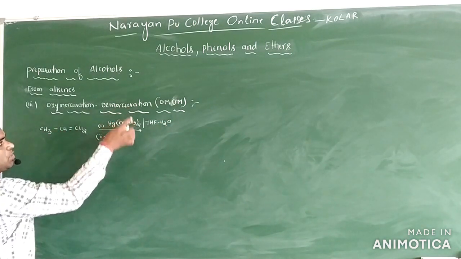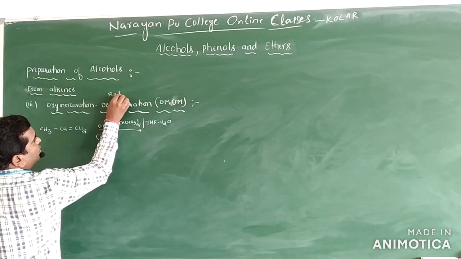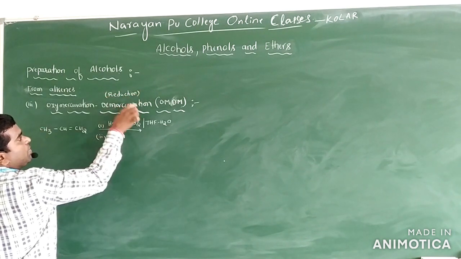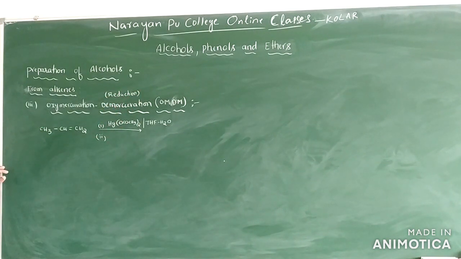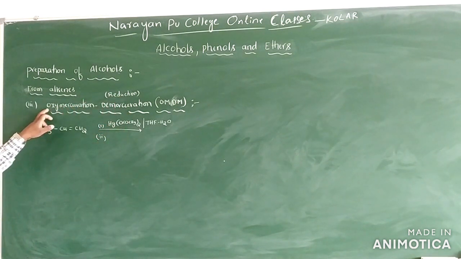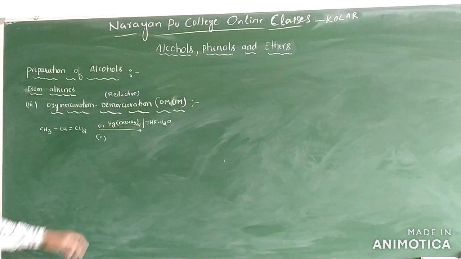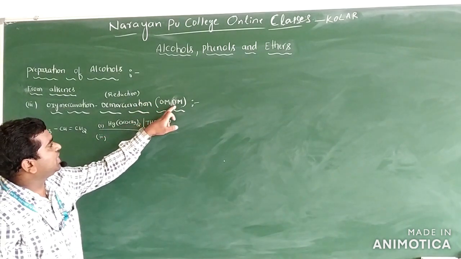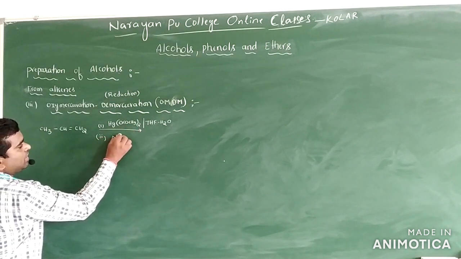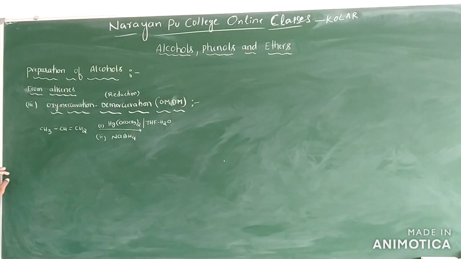And the second step is demercuration. Sometimes they can write reduction also instead of demercuration. It can be called oxymercuration-reduction, and also oxymercuration-demercuration. So this is oxymercuration, demercuration: THF, and the second step is reduction by using sodium borohydride.